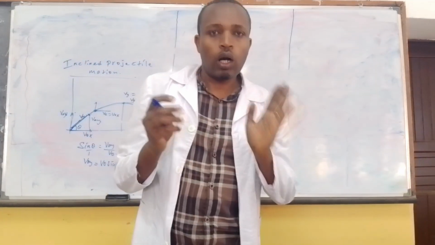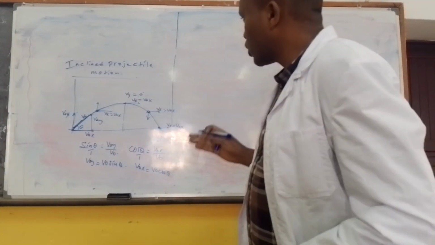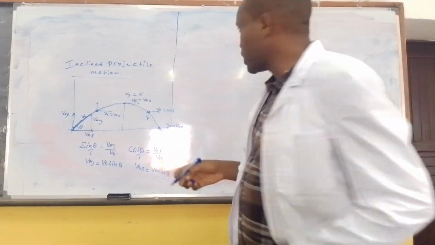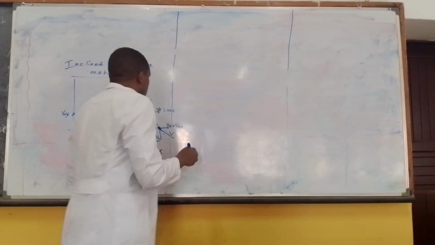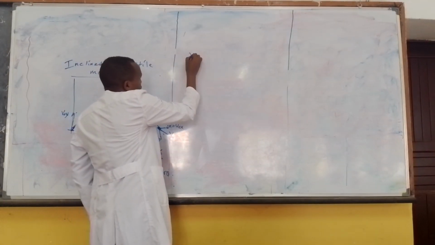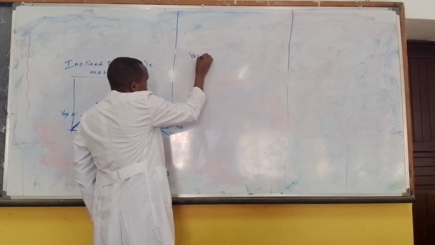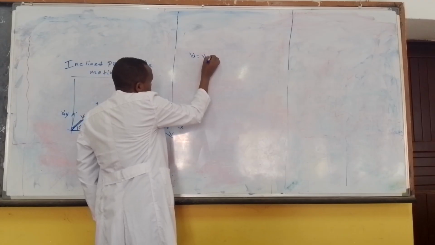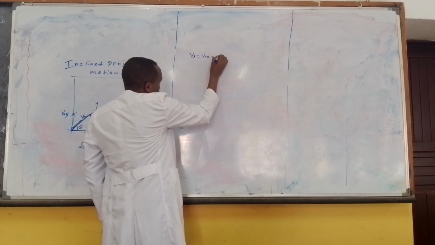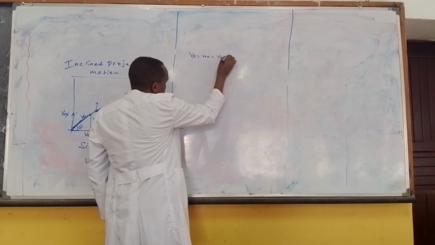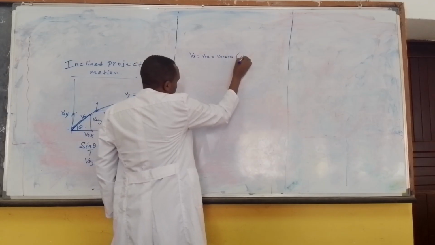Now how can we calculate the horizontal velocity at any time t? The horizontal velocity at any time t is vx, which is equal to v0x. This v0x is equal to v0 times cosine of theta, which is constant.